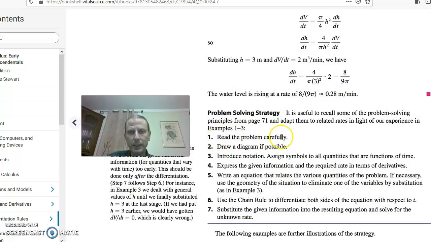So first, you read the problem carefully. And basically, it just means you really have to understand the problem. Of course, you can't solve something before you understand what it's asking. And then draw a picture if applicable, and then introduce notation, symbols, to all quantities that are functions of time, and then you express the given information and the required rate in terms of derivatives. You find an equation that relates the various quantities to the problem, and then you use the chain rule to differentiate both sides, and you substitute. Sounds pretty easy, but a lot of these steps, the way they set them out, are actually pretty hard to implement. So I've got my own version of how to think about these problems.